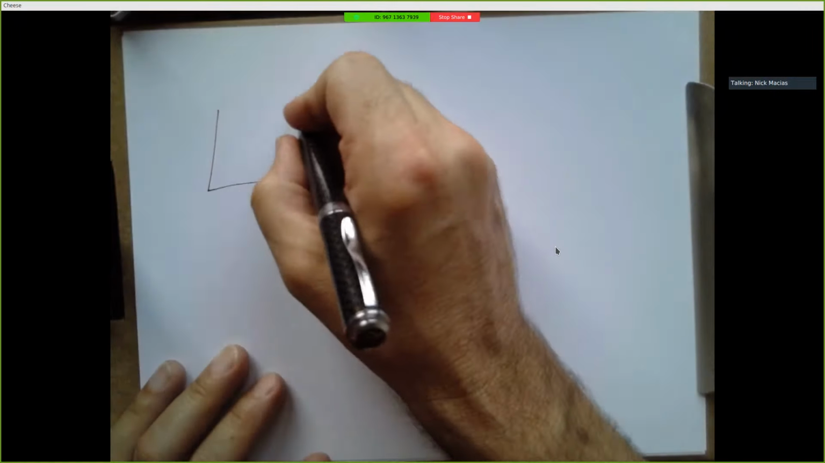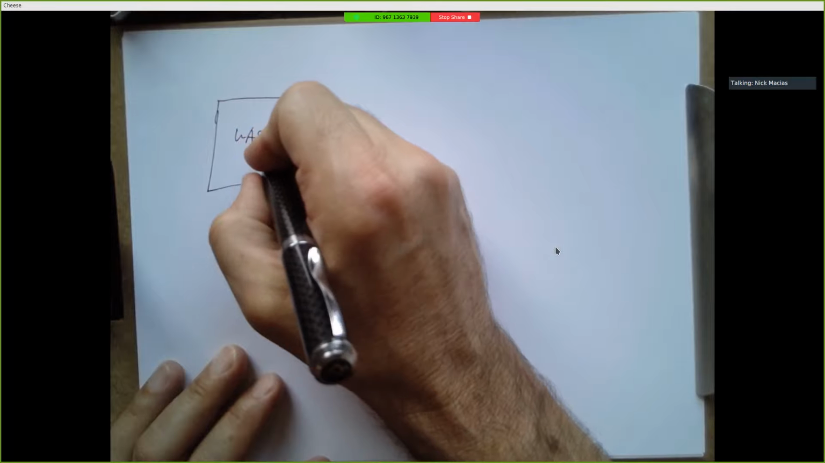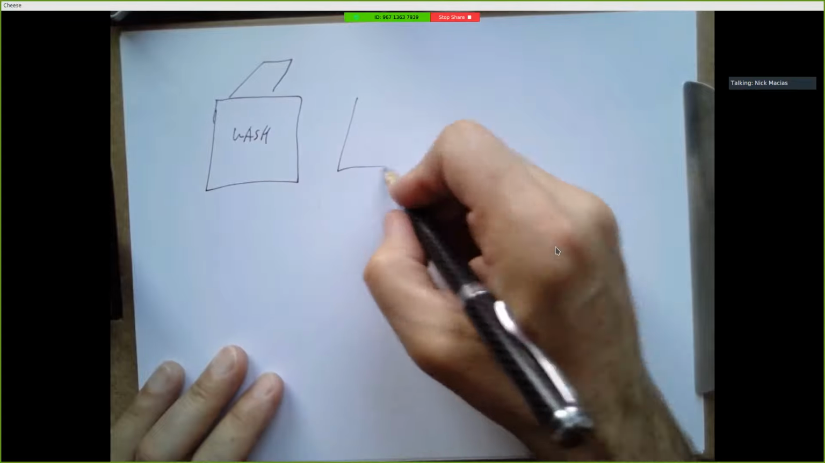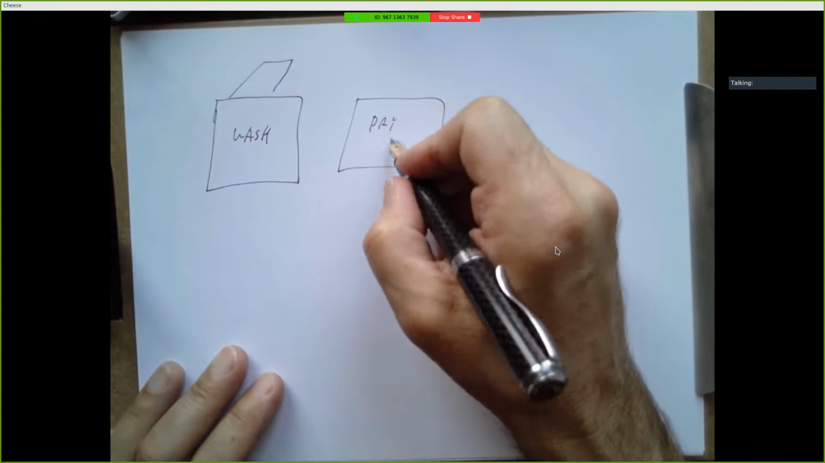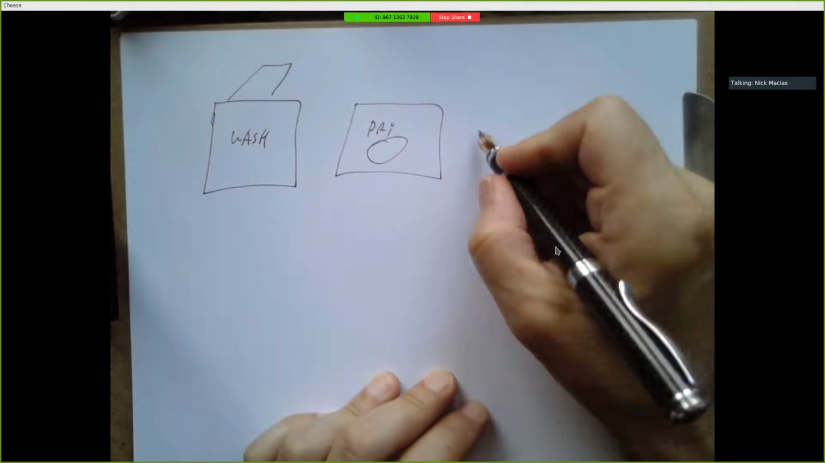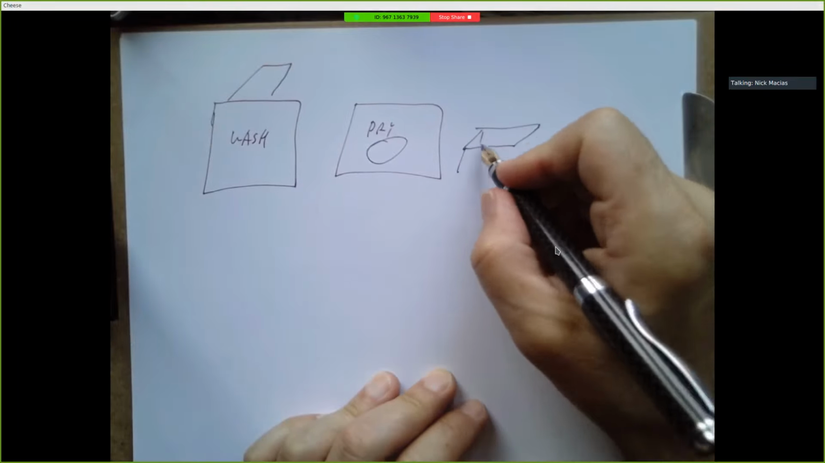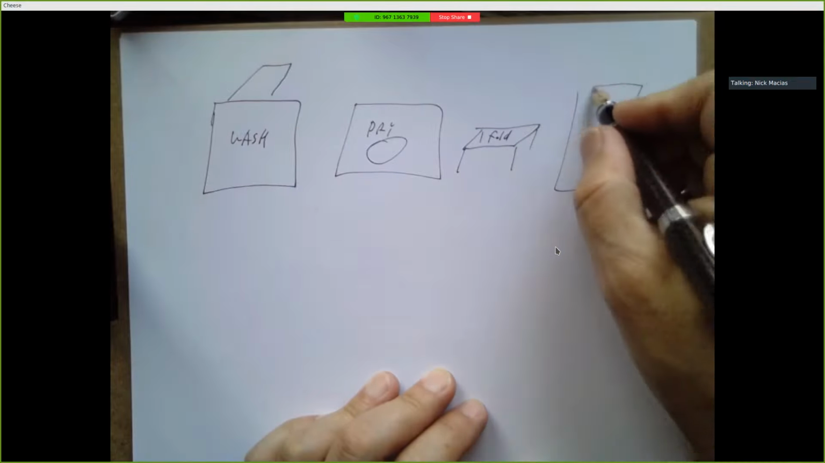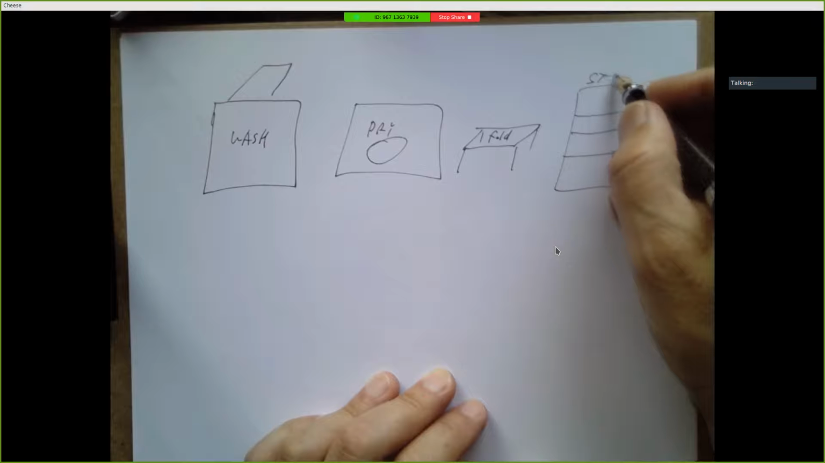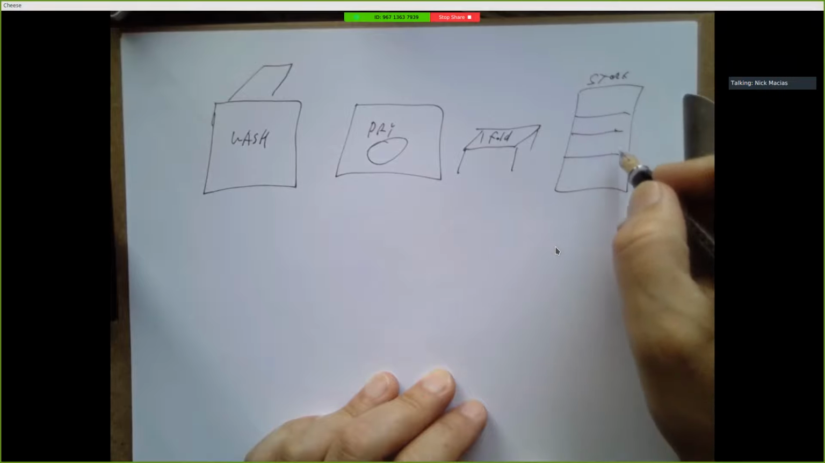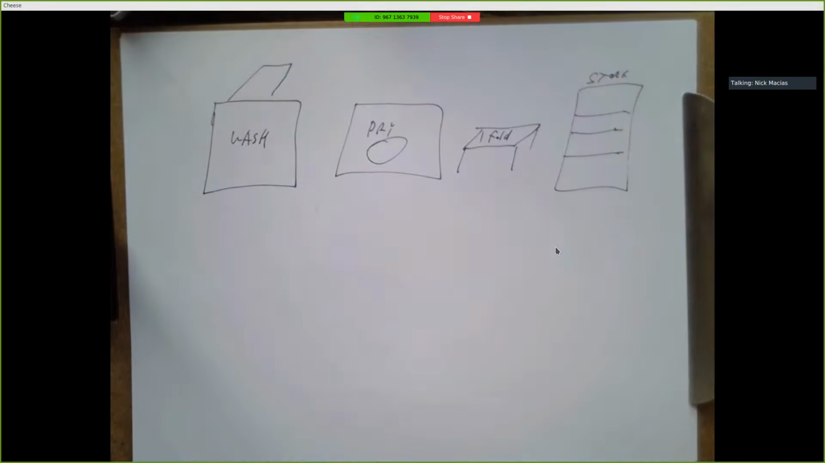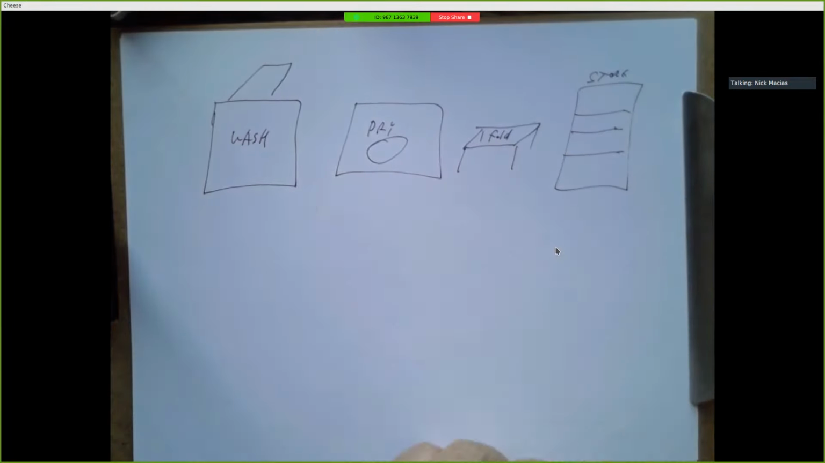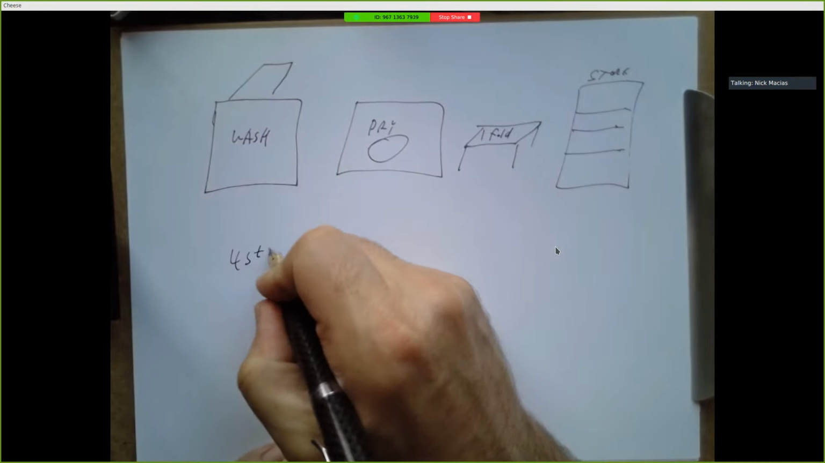And here's what the laundromat looks like. You have a washing machine. You have a dryer. It's a front loader. You have a folding table. And you have a closet where you put your clothes away. Alright, 4 steps to doing a load of laundry. Wash them, dry them, fold them, store them. 4 steps, 4 stages.